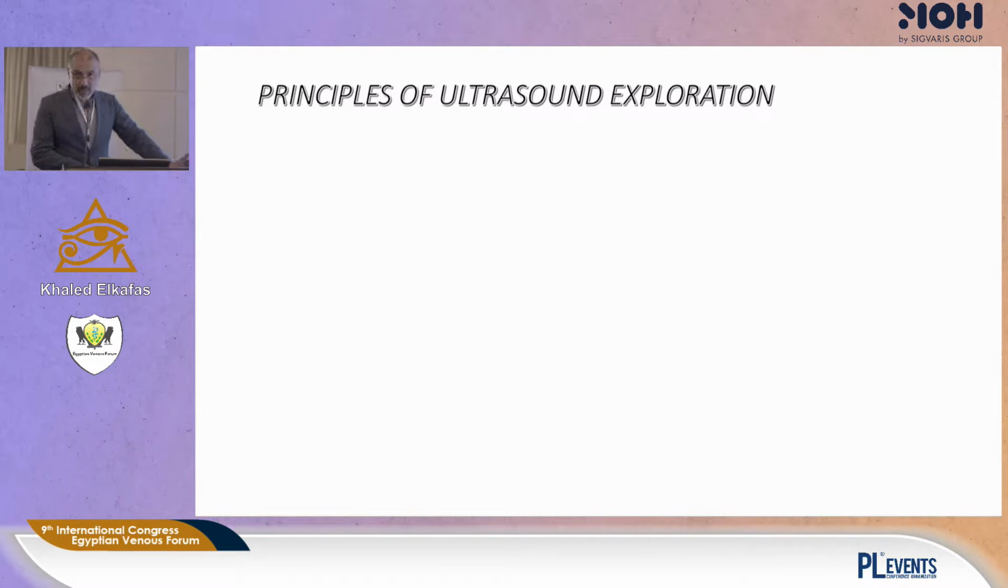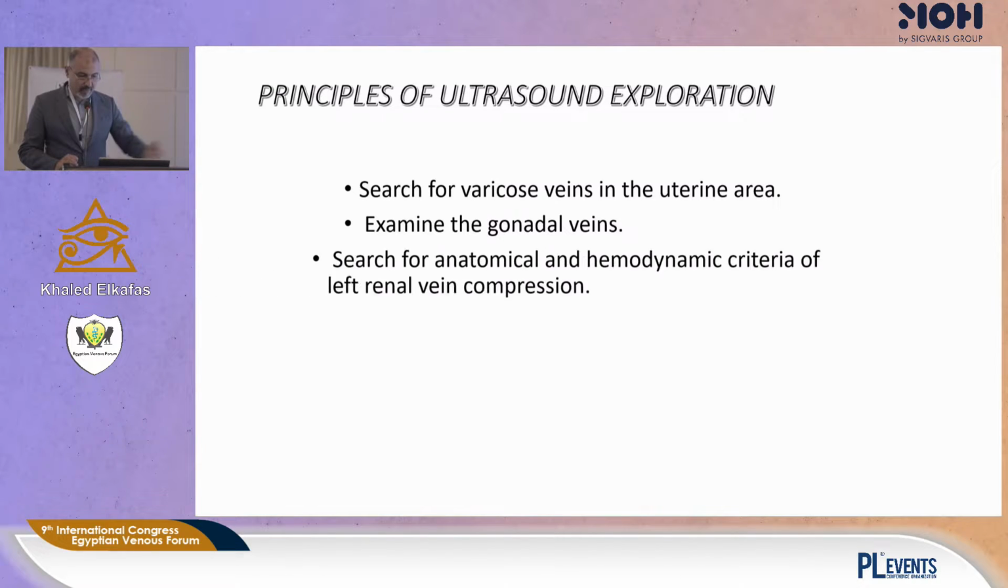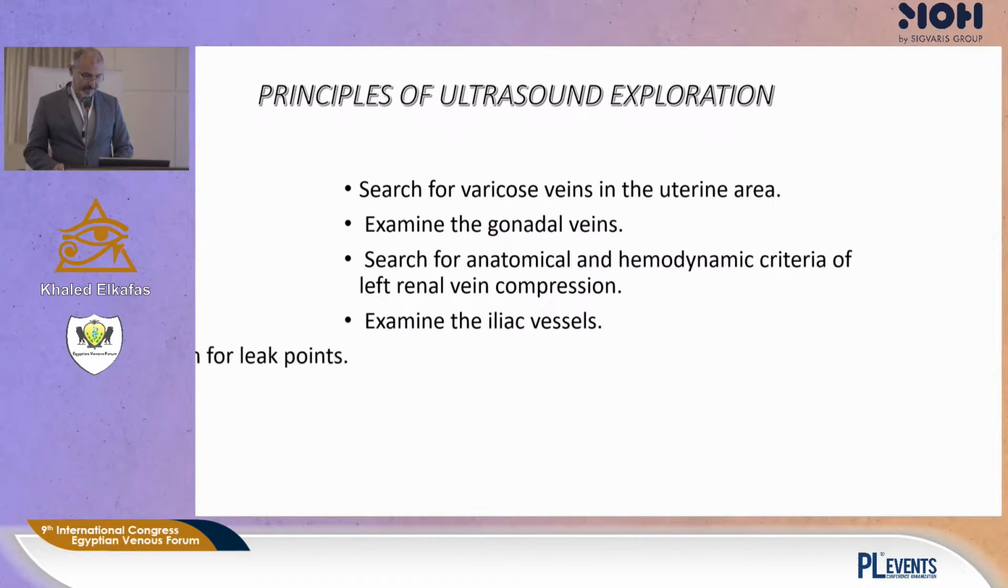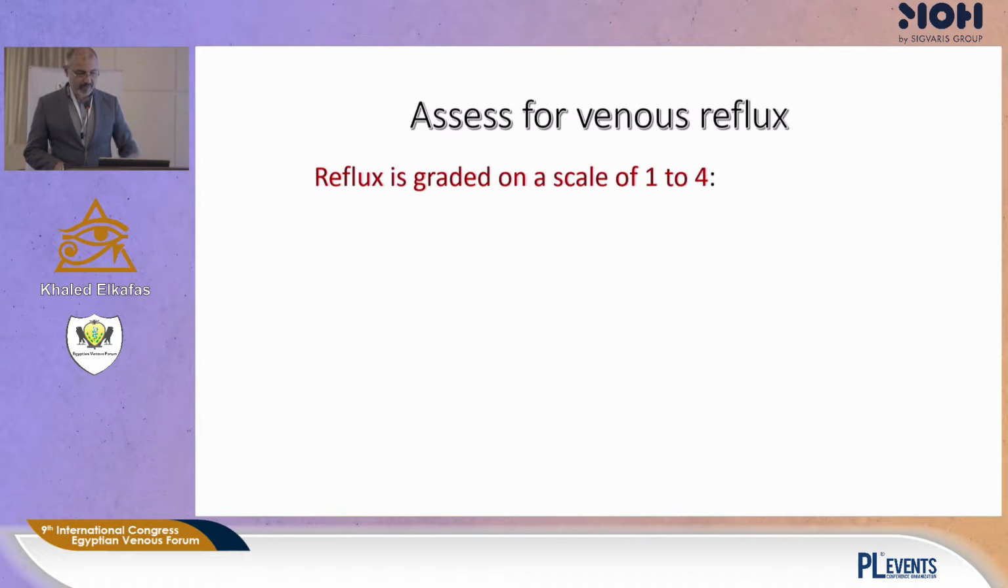So, what do we examine in our ultrasound duplex examination? We first start by examining the pelvic parauterine area for varicosities. If we find any, we proceed to examination of the gonadal veins. If we find pathology in the gonadal veins, we search for obstruction, either at the level of left renal vein compression or the level of iliac veins. Afterwards, we search for the leaking point of communication between the deep pelvic veins and the lower extremity veins, and we examine the lower limbs for valvular incompetence.